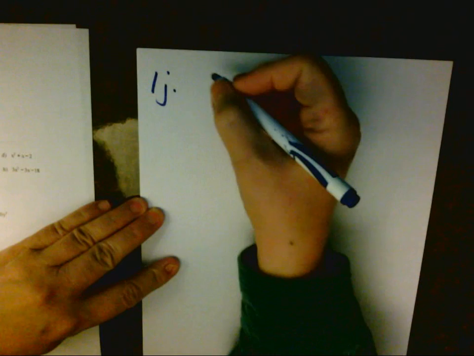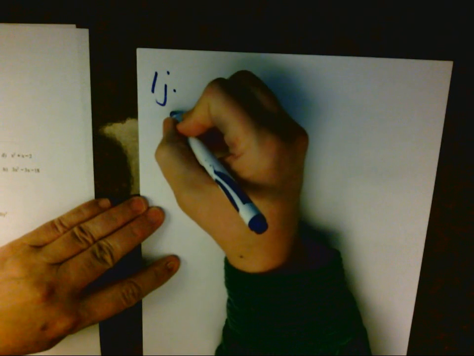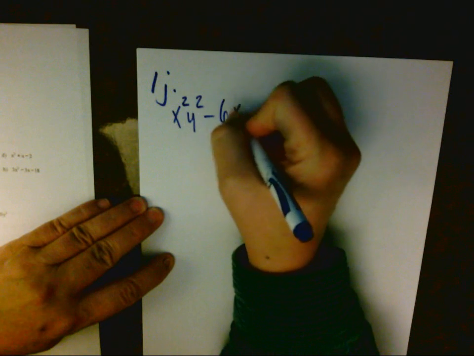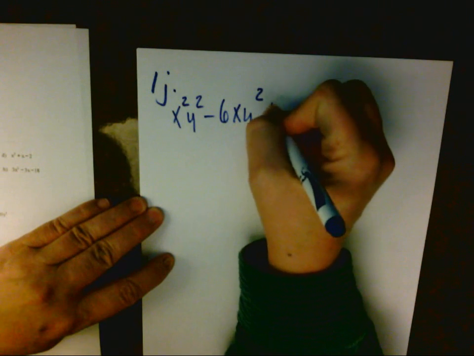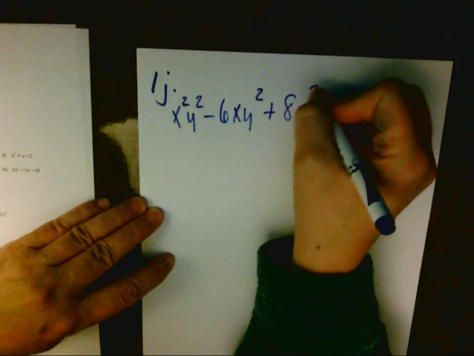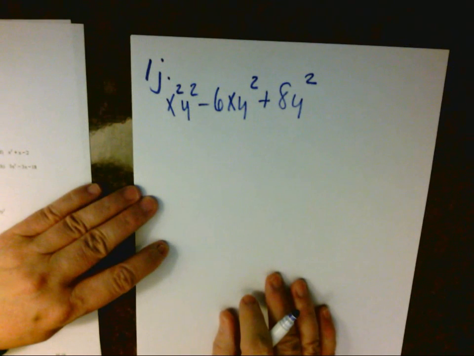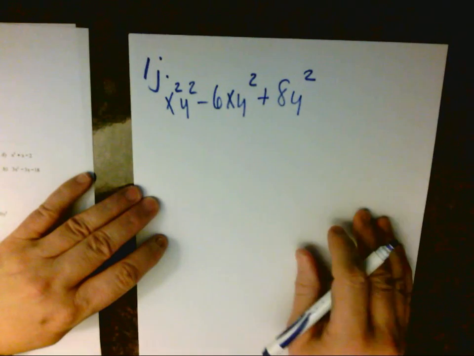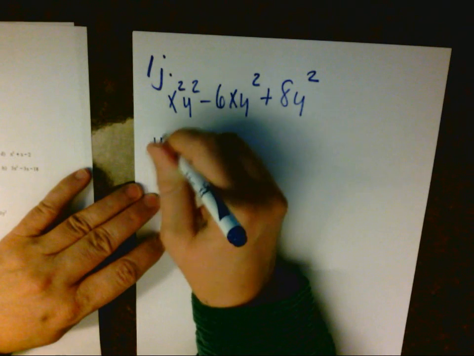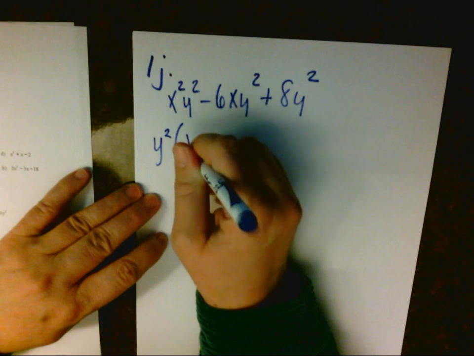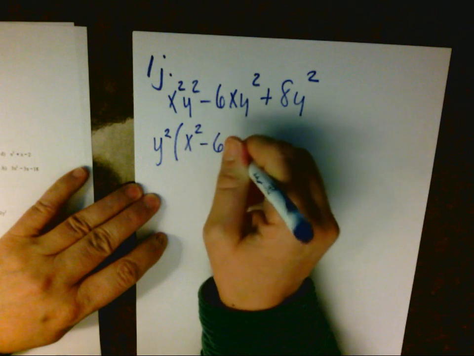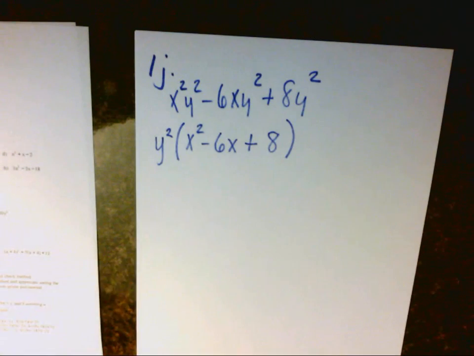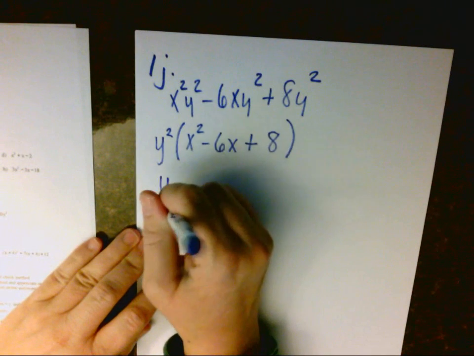1j. And it says x squared y squared minus 6xy squared plus 8y squared. Oh, they're making them ugly now. Well, the first thing I noticed, they all have a y squared. So I'm going to take out the common y squared. And that leaves the x squared minus the 6x plus the 8. Oh, and that looks a lot better. So just let the y squared sit out front.